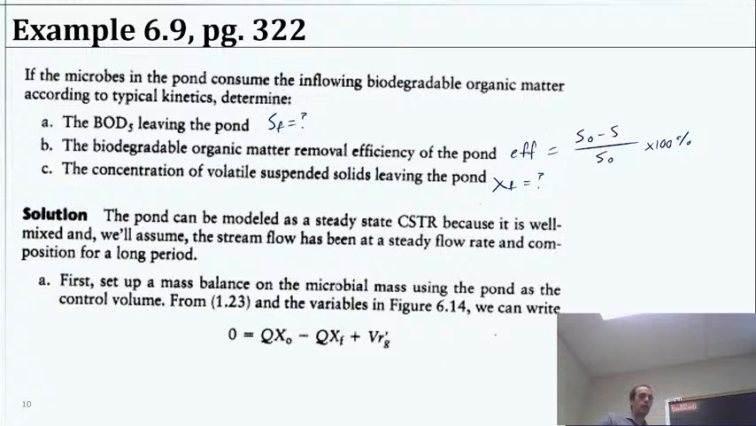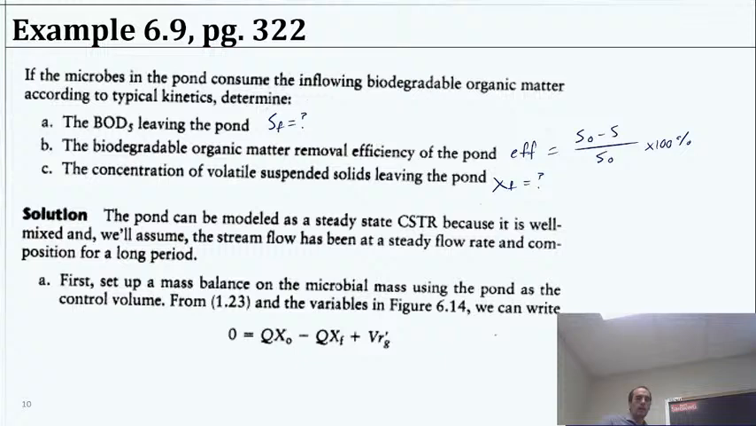Okay, and I included the beginning of the solution here to get us a little bit primed. It says the pond can be modeled by us as a steady state CSTR because it's well mixed, and we'll assume the stream flow has been at a steady flow rate and composition for a long period. So basically, if the S naught, that S coming in, is constant for a long time and the flow rate's not really changing, then we probably could reach a steady state. That's kind of what they're saying.